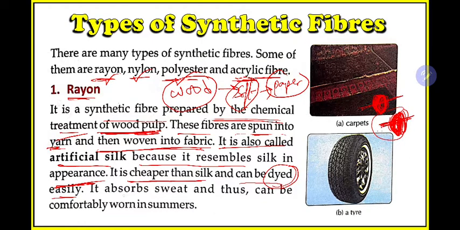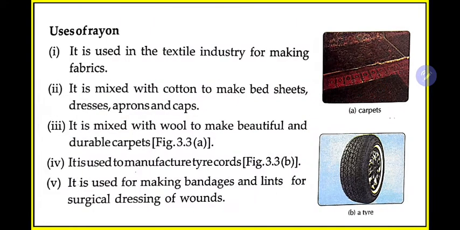It absorbs sweat and thus can be comfortably worn in summer. So this type of fiber, rayon, absorbs sweat from our body if you wear these clothes. In summer all of you sweat due to the hot climate. So in summer this type of cloth is preferable because it absorbs sweat from our body.